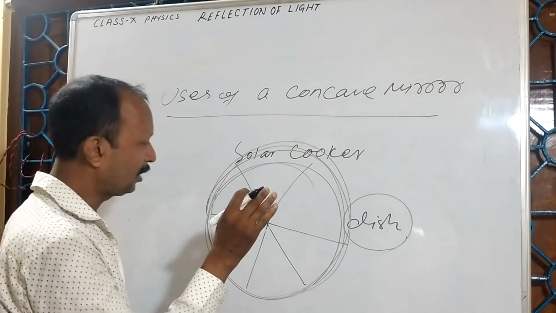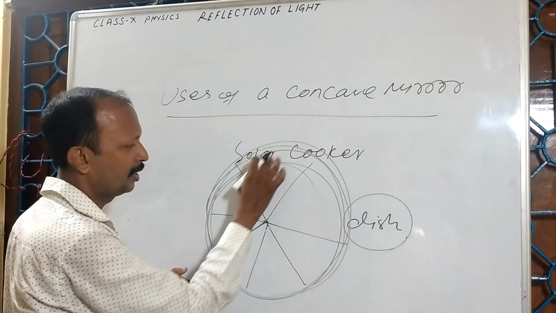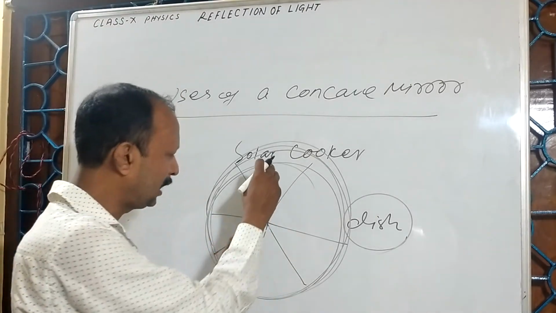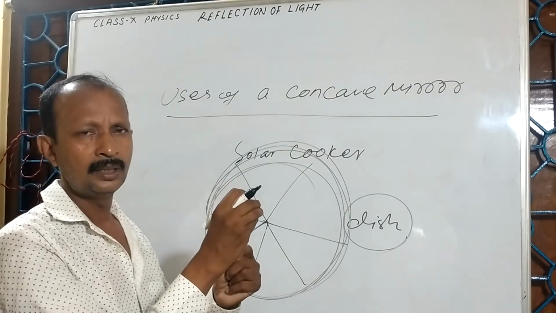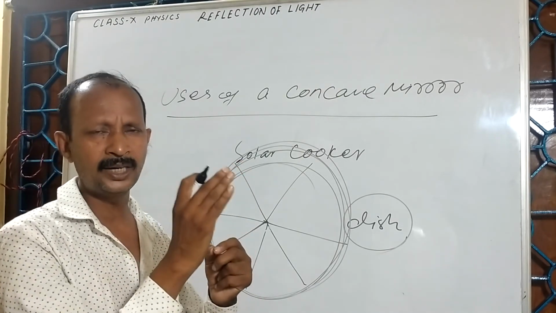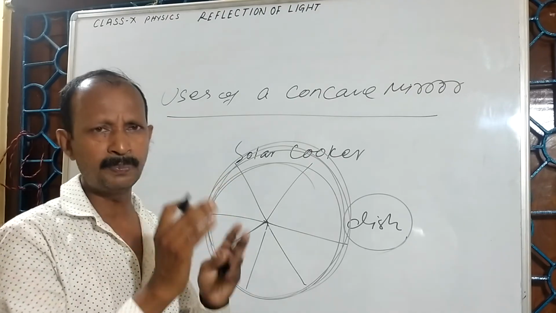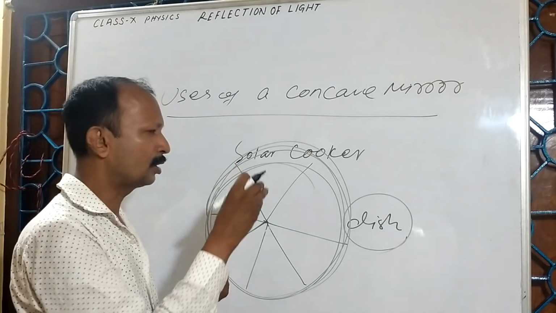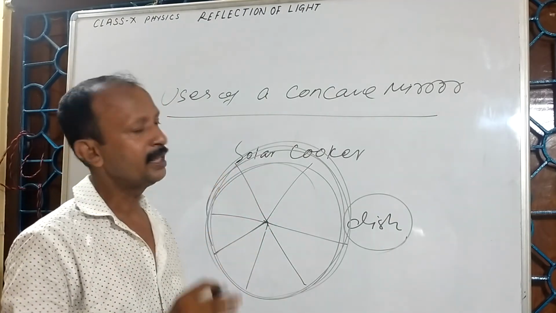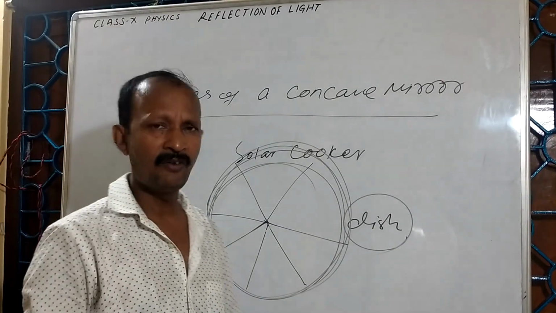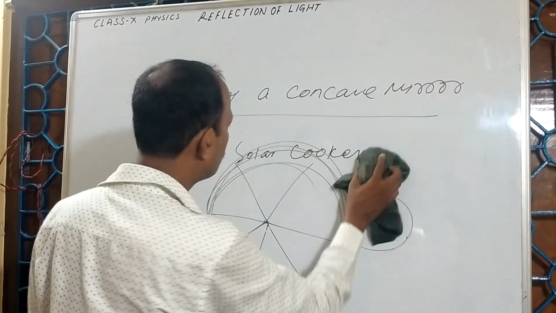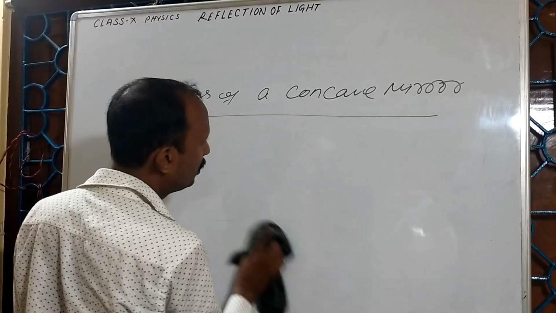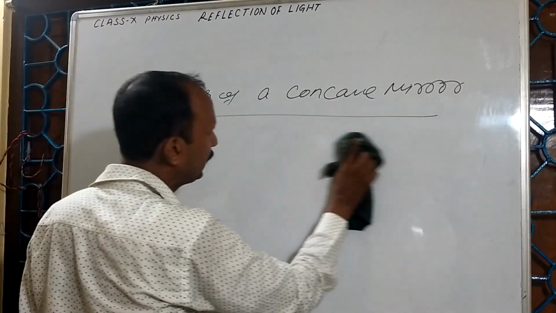That means when the light rays come and fall on this concave mirror from a large distance, parallel, all the light rays will meet at the focus. So at that point, if we arrange the cooking vessels, then all the light rays or the heat will concentrate at that point. That means we can use it for solar cooker purposes. So these are the major applications of a concave mirror in our day-to-day life.